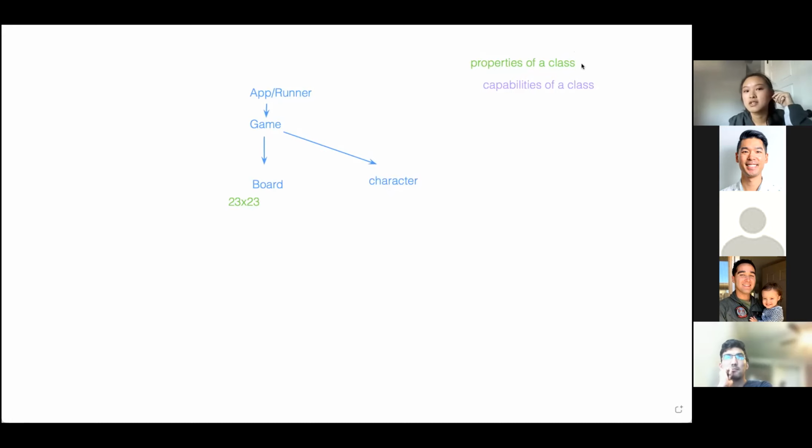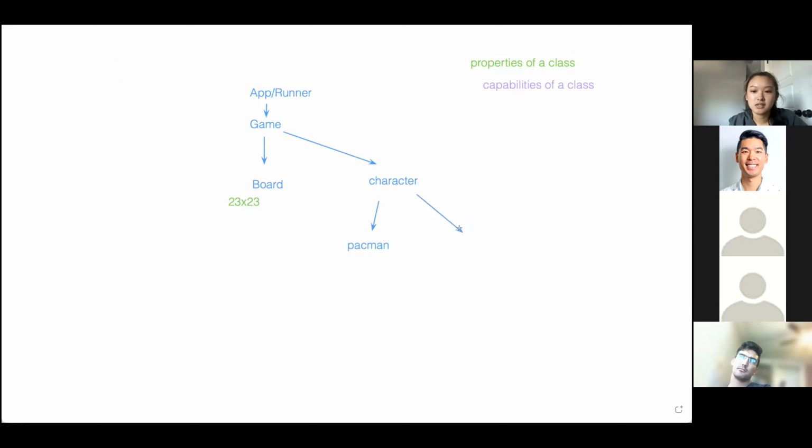Sorry, was that Stephen? Could you repeat that? Does he mean hitboxes? Collision detection. Collisions, yes. The characters have position on the board.